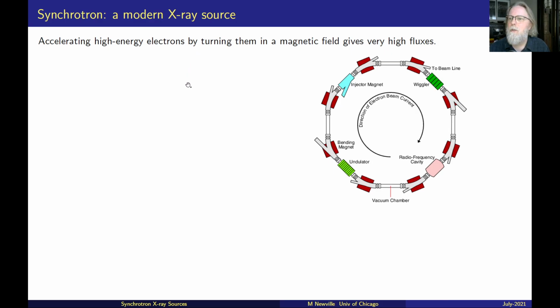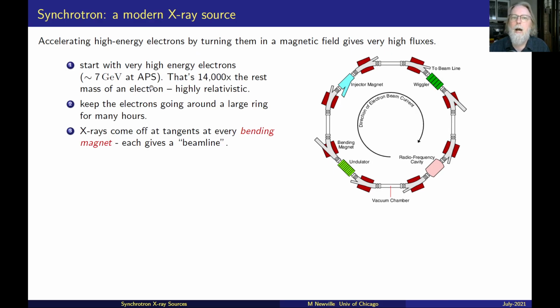In a synchrotron, we accelerate high energy electrons by turning them in a magnetic field, and this gives very high fluxes. So here we have a ring, and we start with very high energy electrons. At the APS, we use 7 or soon 6 GeV electrons. That's 14,000 times the rest mass of electrons, so these are highly relativistic. And then you've got to keep the electrons going around the large ring for many hours. So you need an RF, a radio frequency cavity, to put energy back into the electrons. As they go around, they emit X-rays, and that loses energy, so you have to make sure that they stay at the right energy. That's what the radio frequency cavity does.